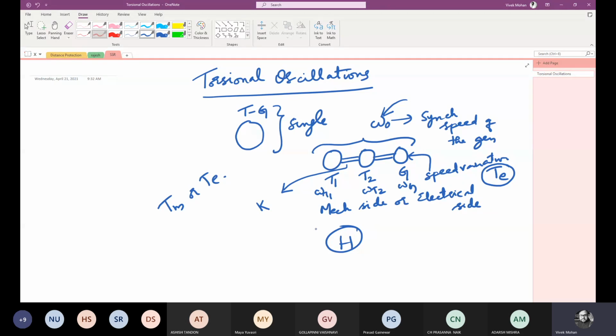But if the shaft has a finite stiffness constant, not infinite, that means that the shaft is prone to twisting, or the shaft is prone to torsional oscillations.